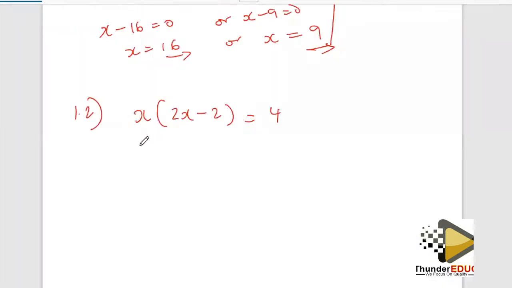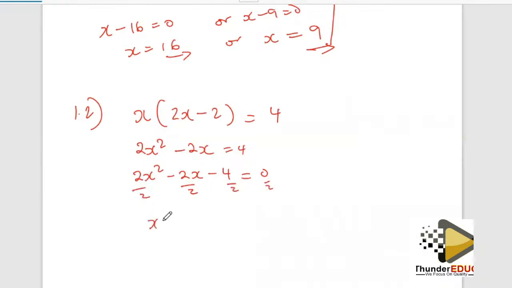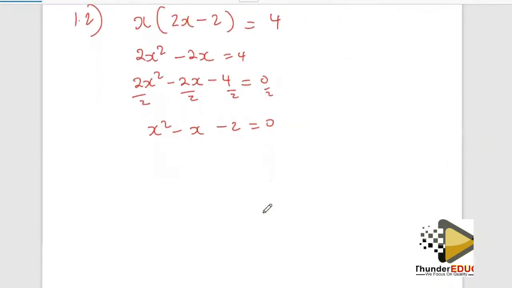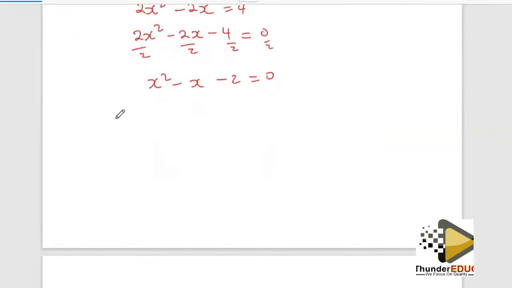When I open this up, I'm going to have 2x squared minus 2x is equal to 4. I can transpose the 4 to that side, so that I have 2x squared minus 2x minus 4 is equal to 0. Then I can see there is a 2, so I can divide through by 2, over 2, over 2, over 2, on that side over 2. So that I have x squared minus x minus 2 is equal to 0. So it's a quadratic in its standard form.